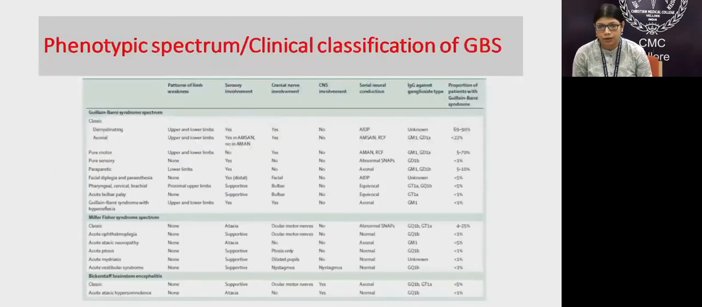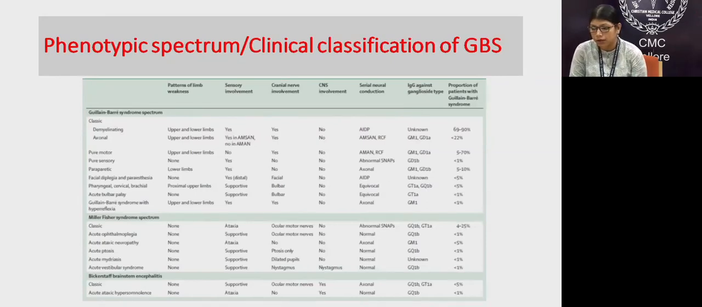So what is the phenotypic spectrum or the clinical classification of GBS? The GBS spectrum of disorders can be the GBS spectrum, or they can have a Miller-Fisher spectrum, or a subset of Miller-Fisher syndrome will have a brainstem involvement that is called Bickerstaff brainstem encephalitis. I'd like to emphasize the point that all these variants come under the umbrella syndrome of GBS. So the classical GBS is the demyelinating one. If the axonal form is just pure motor, that is the AMAN variant. If it has sensory involvement, it is AMSAN.